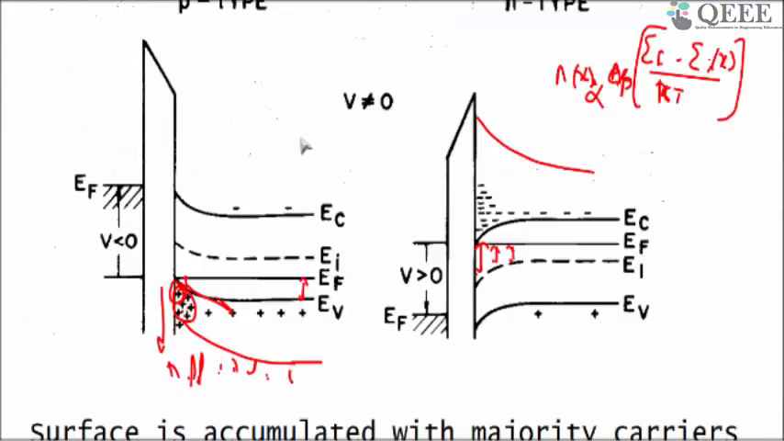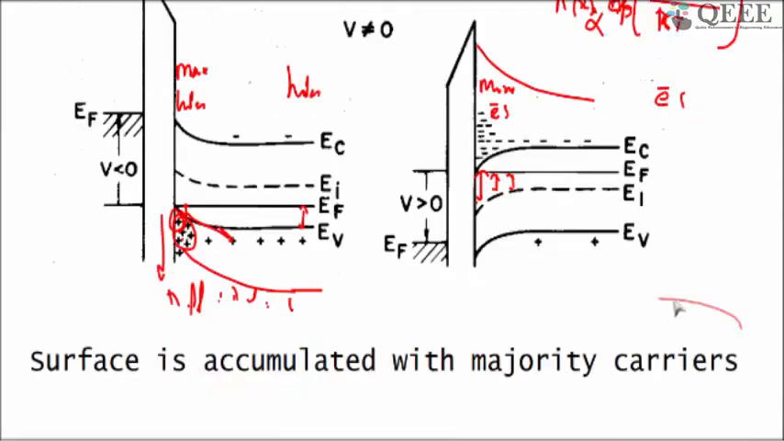The majority carriers, so here in this case the EF is closer to the EV. So these holes are the majority here, so you have more holes here. And in the n-type case, you have more electrons here. So keep in mind, when you hear the word accumulation, it means majority carriers. You are increasing the concentration of majority carriers.